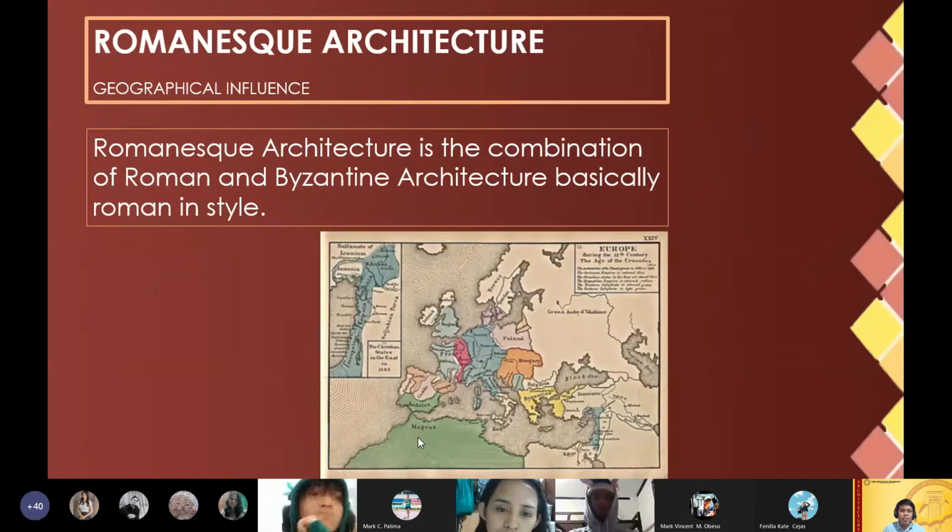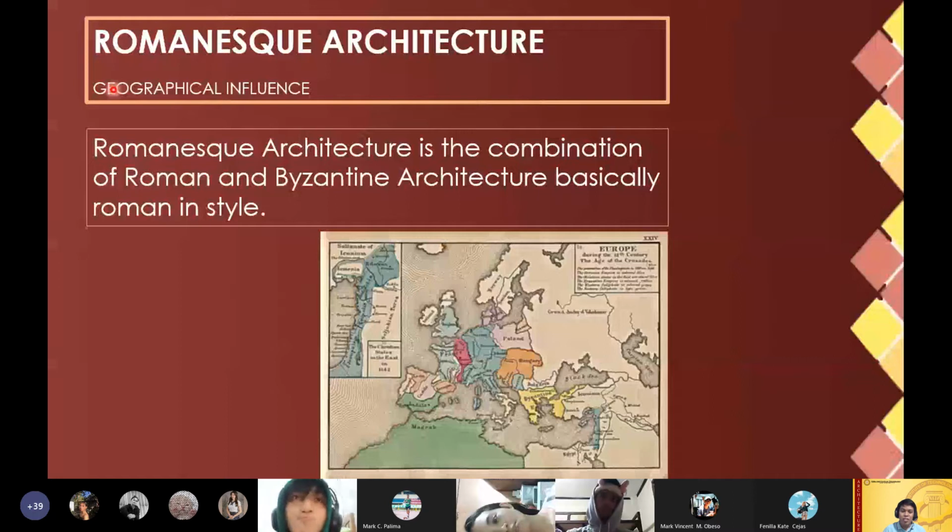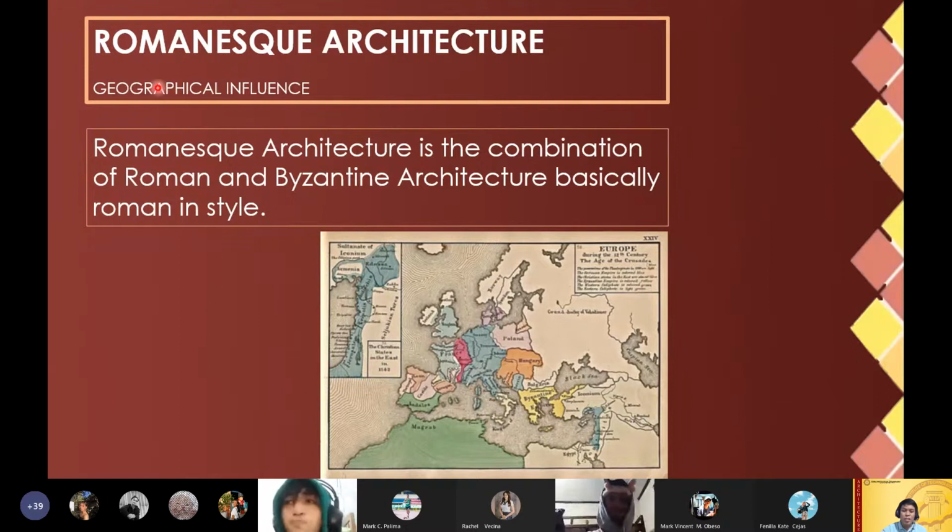Okay, so geographical influence, actually here, combination of Roman Byzantine, basically in Roman style. Actually, geographically, Romanesque architecture happens in all of Europe. And later on, gidalasad na sa mga priest, sa mga nag-conquer sa other places. Like for example, during the Christianity invasion by the Spaniards here sa Philippines, when they created the churches, nadala nila ning mga Romanesque architecture. So, in terms of geography, it happens in Europe, the whole continent of Europe.